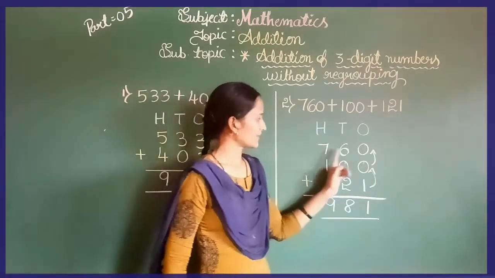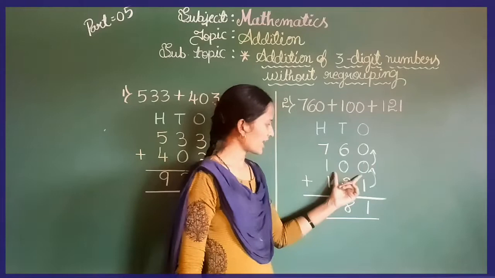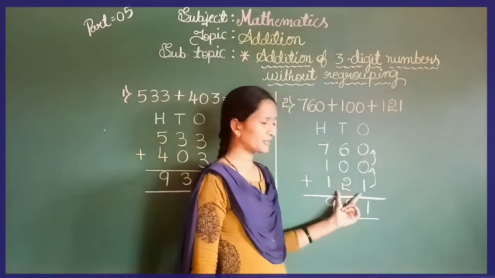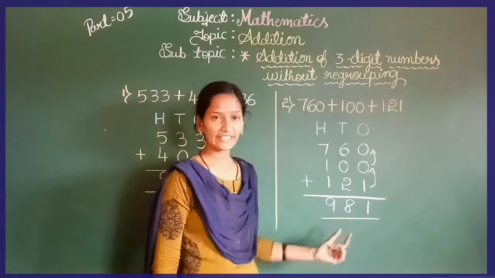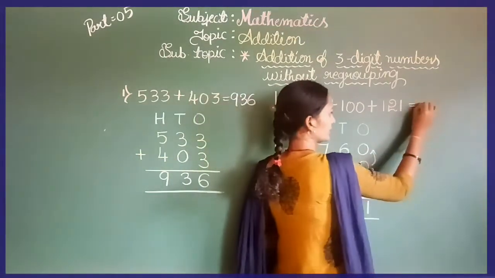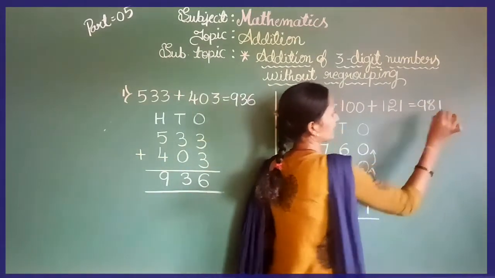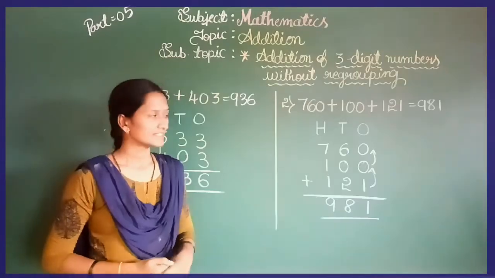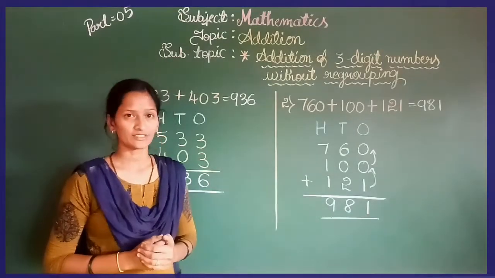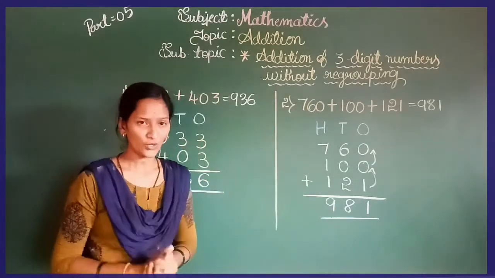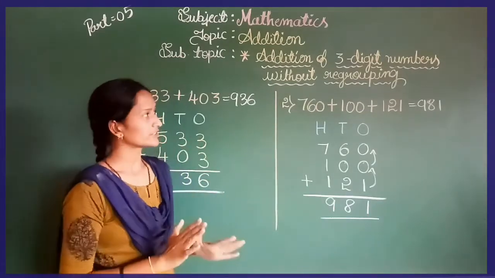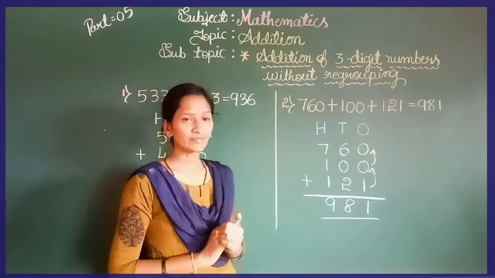Students, 760 plus 100 plus 121 is equal to 981. So write here 981. Children, these are very easy problems, right? Please work out this type of problems at home. Okay? So this is about our second concept.